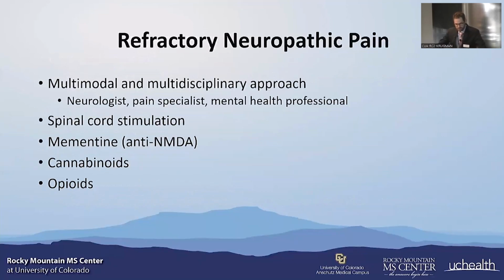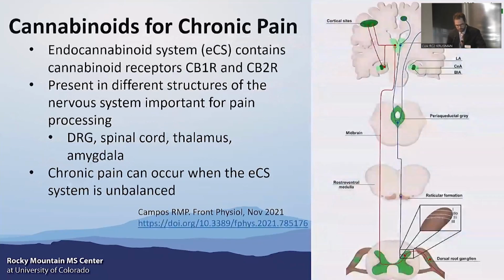When the pain gets very severe and it's not responding to our traditional medications, which doesn't happen often, in fact, not in the majority of cases, but occasionally it does, those folks will often benefit from a multimodal and multidisciplinary approach involving the neurologist, but also a pain specialist, mental health professional. Sometimes we'll refer for implantation of a spinal cord stimulator, which I mentioned before, the basis of which might be that gate control theory of pain. Memantine, and then cannabinoids and opioids, which I think I just have a couple more slides.